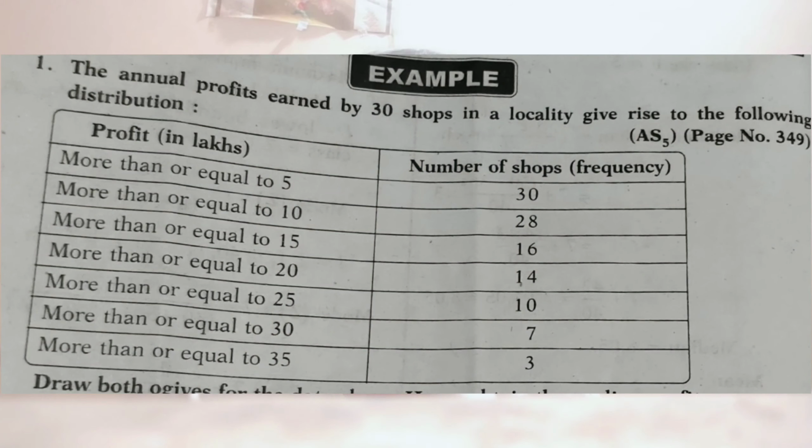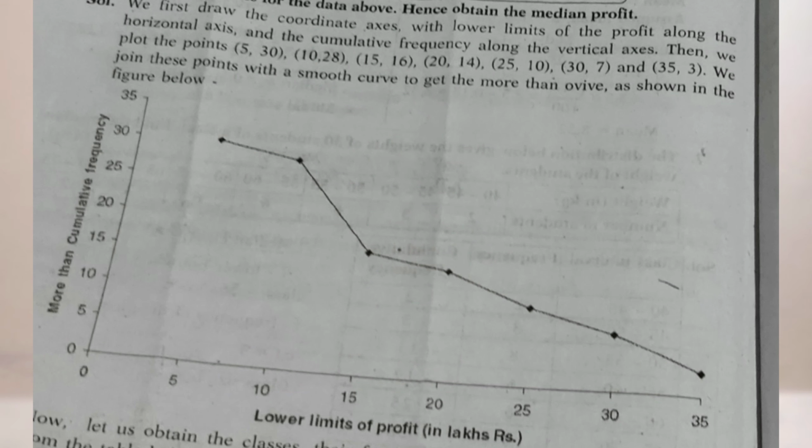The annual profits earned by 30 shops in a locality give rise to the following distribution. So profit more than or equal to 5, more than or equal to 10, and so on up to 35 are given, and the number of shops 30, 28, 16, 14, 10, 7 and 3. Actually by seeing this question, they already give the lower boundaries of the class intervals and greater than cumulative frequency. So by seeing that chart you can easily understand that.